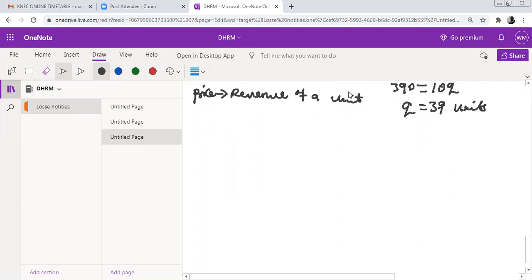That is the point where I'm saying the revenue that you are going to realize from one item or one unit is the same as the price of that one unit. The revenue for one unit is the same as the price for that particular unit. When it is only one, that is when I want to say this.